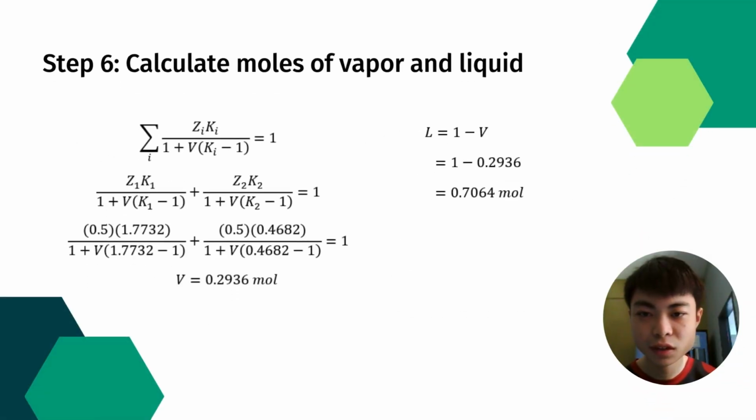Hi everyone, I'm Woon. So after we calculate the mole fractions of the vapor phase and liquid phase, now we can calculate the moles of vapor and liquid. Firstly, we can calculate V by using the formula: the summation of z times K divided by 1 plus V times K minus 1 equals 1. Then we substitute the z and K values for each component and solve the equation, and we get V equal to 0.2936 mole. After that, we can calculate L by using the formula 1 minus V, and we get L equal to 0.7064 mole.